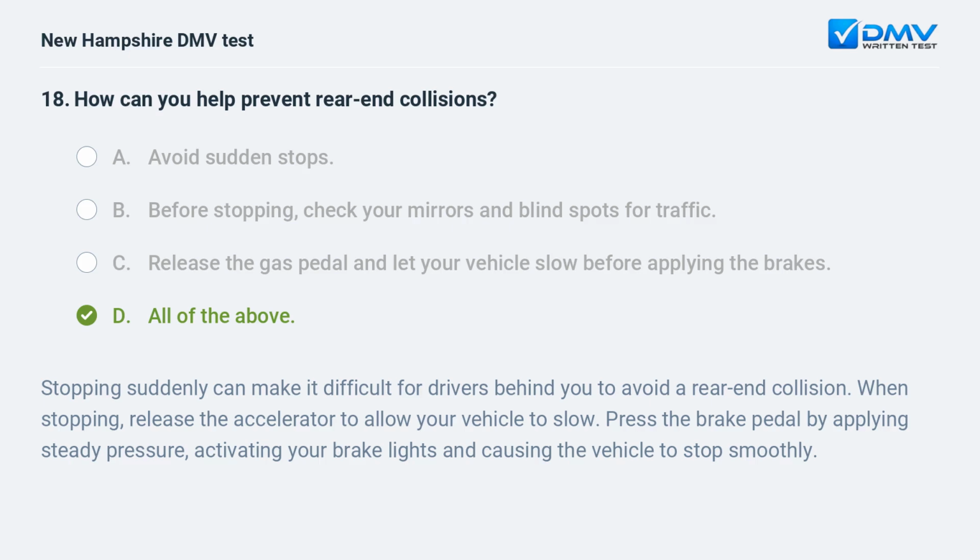Stopping suddenly can make it difficult for drivers behind you to avoid a rear-end collision. When stopping, release the accelerator to allow your vehicle to slow. Press the brake pedal by applying steady pressure, activating your brake lights and causing the vehicle to stop smoothly.